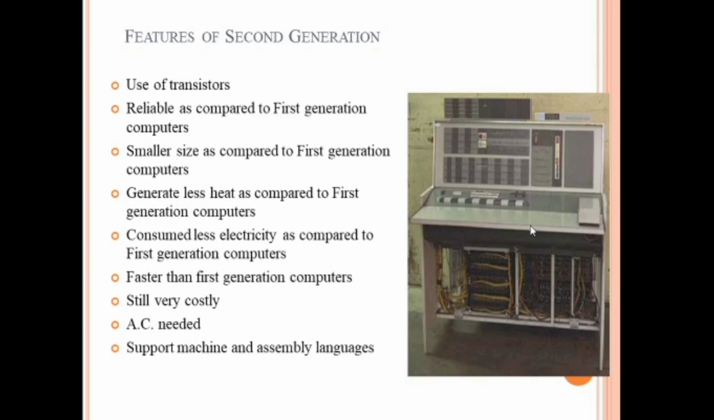Use of transistor: reliable as compared to first generation computers, smaller in size, and generating less heat. Because first generation computers looked like a factory, the size was reduced. In this second generation, computers consumed less electricity and were faster than the first generation. Still very costly, AC also needed. It supports both machine and assembly language.